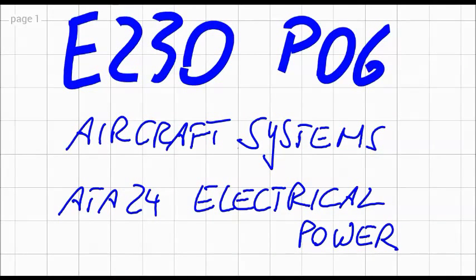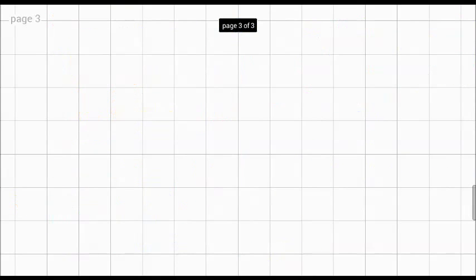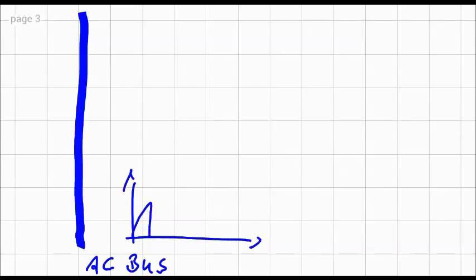Let's think about this. Do you remember from last week we had the alternating current side? So we had a bus called the AC bus here, and we remember the AC bus had certain requirements. So we had a voltage which was alternating. It was changing its amplitude and it was changing its polarity.